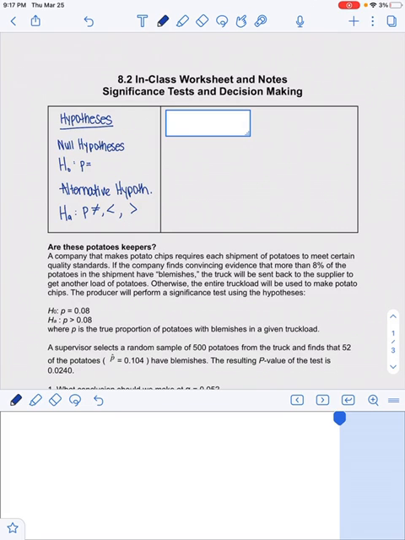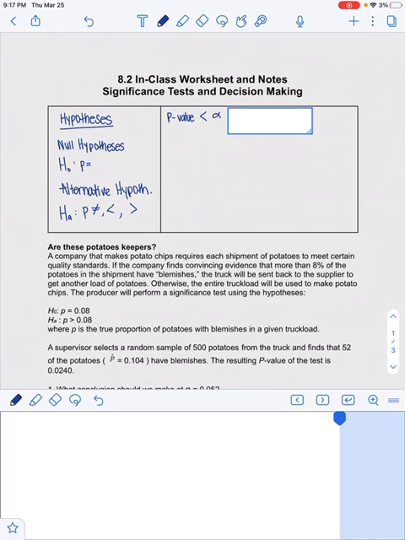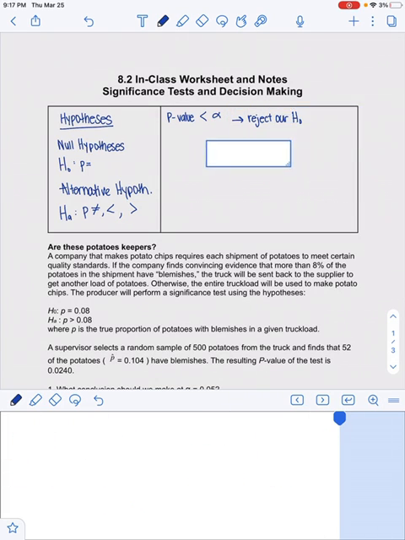Then what we have is knowing our p-value, okay? So if our p-value, all right, that probability value, is less than our significance level, then what we're going to do is reject our null. All right, our original hypothesis. Okay?